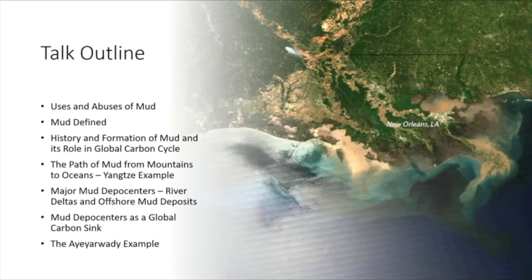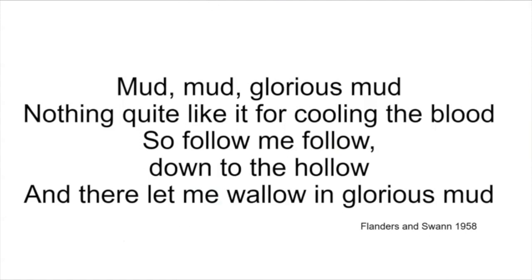And then we're going to take a trip down the Yangtze. We'll go from the mountains down to the ocean to show you what it looks like as it transits the Earth out to the ocean. And then we'll talk about one of the major depot centers, or one of the major sinks for mud on Earth, which is the river deltas near shore, and then their offshore mud deposits. And then talk a little bit about these mud deposits as a global carbon sink. And I want to show you some of my recent research as an example in the Irrawaddy Delta.